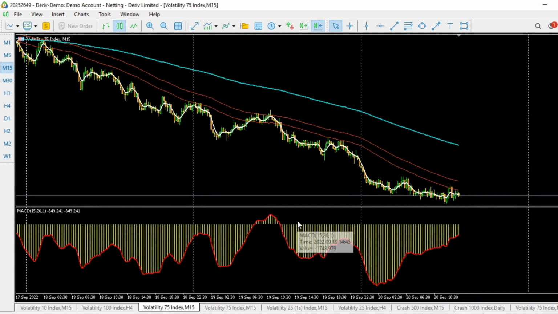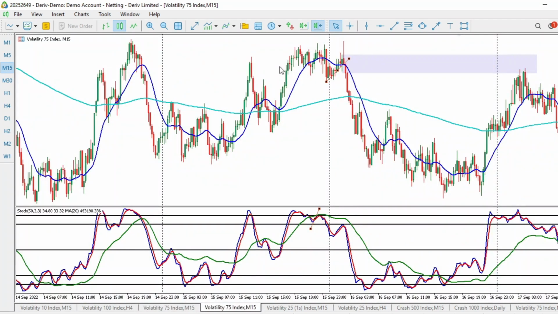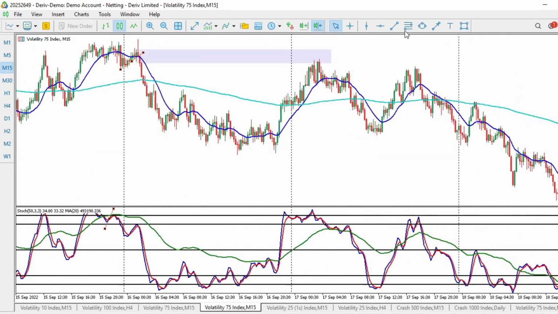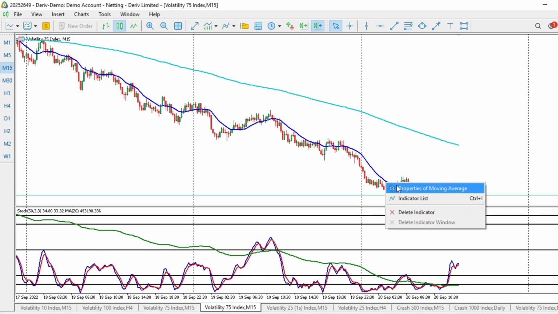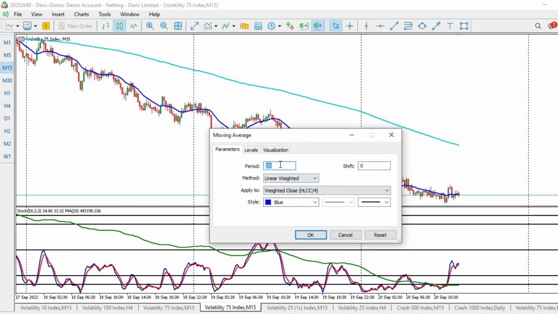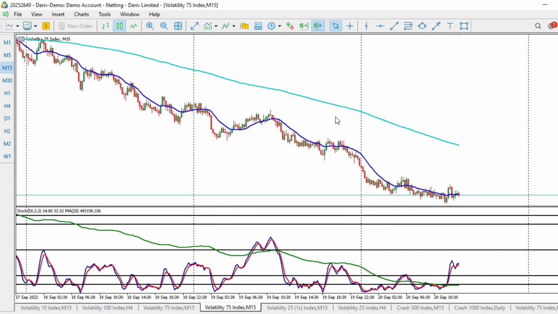So now let me start with this one because the video was mainly about this one. Now for the moving average, I've shared its parameters. Now let's go to this blue moving average. It is period 20, method linear weighted, shift 0, apply to weighted close, HLCC/4. And the color is blue, that's what I've chosen. So for these moving averages we are done. This one is period 200 and this one is period 20. Then on indicator window one here we have a stochastic.